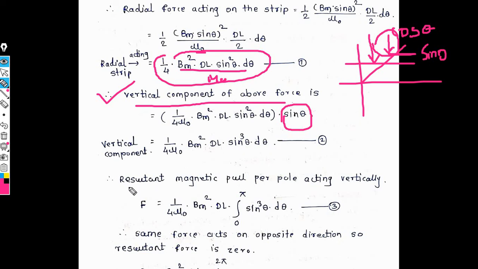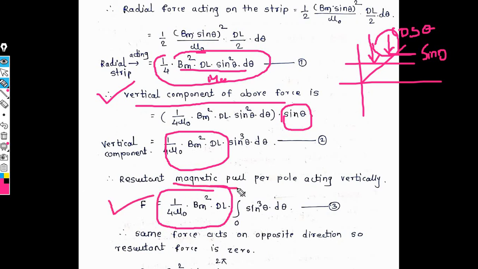Then we have to calculate the resultant magnetic pull condition. That means we have to calculate the resultant force occurring in magnetic pull condition. Then all these parameters are constant, so now taken outside the integration. That is 1 upon 4 pi 0 Vm square into dl, 0 to pi sine cube theta into d theta. Now this is the resultant force depending on magnetic pull condition.